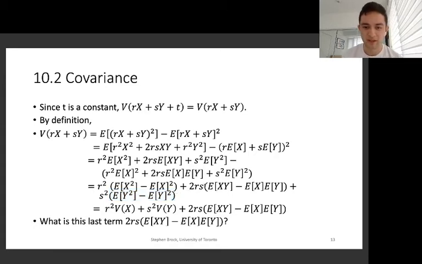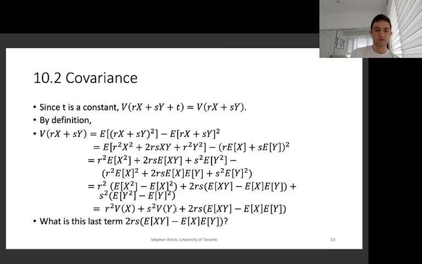But what about this term right here? We cannot take the expected value of xy and make it the expected value of x times the expected value of y. If x and y were independent, then we would be able to do that, but we don't know any information about x and y aside from the fact that they are random variables. All right, so we have R squared variance of x plus S squared variance of y plus 2rs times expected value of xy minus expected value of x times expected value of y.